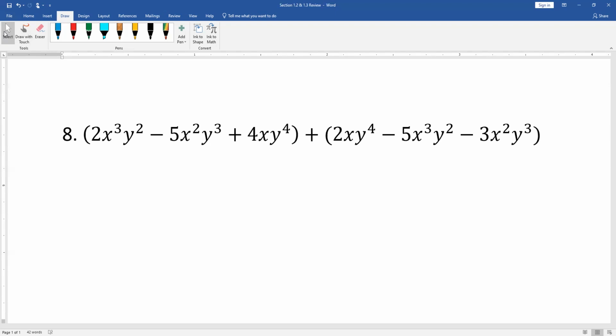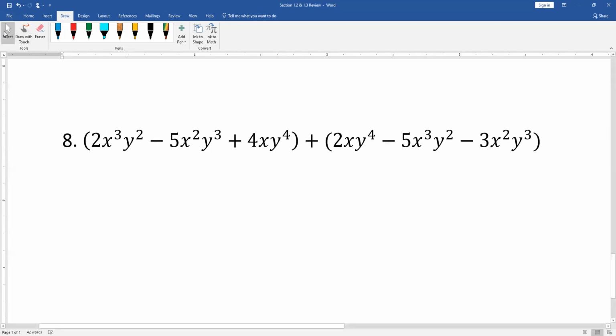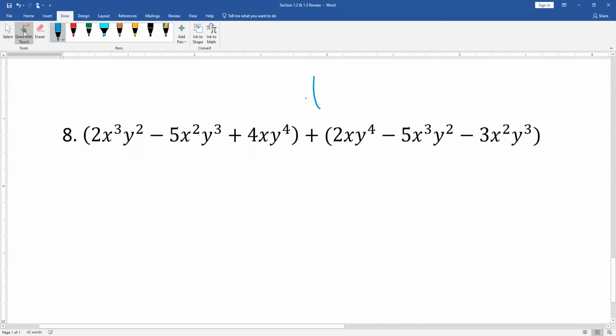But the nice thing about this is because you have a plus sign between these two parentheses, the parentheses are actually unnecessary. They're just an unnecessary distraction, because you're not having to distribute a negative 1, which a subtraction would give you, into that second trinomial, the 2xy to the power 4 minus 3x cubed y squared, etc.